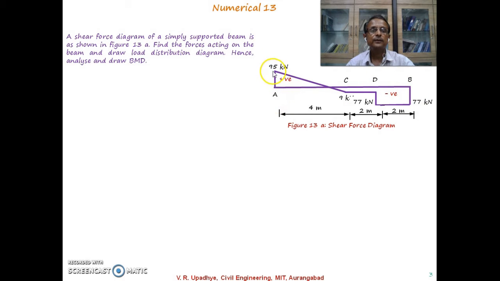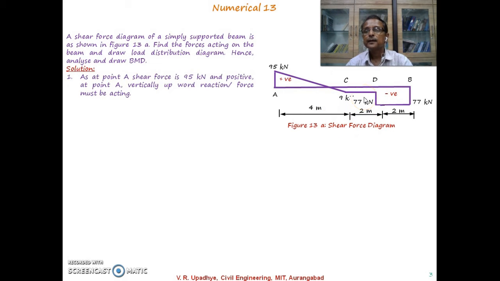At A, the shear force value is 95 kN, and at C, the shear force value is 9 kN, and it is negative, and the distance between A and C is 4 meters. Distance between C and D is 2 meters, and at D the shear force is 77 kN, and at B the shear force is 77 kN and both are negative, and the distance between D and B is given as 2 meters. So we'll go for the solution of this.